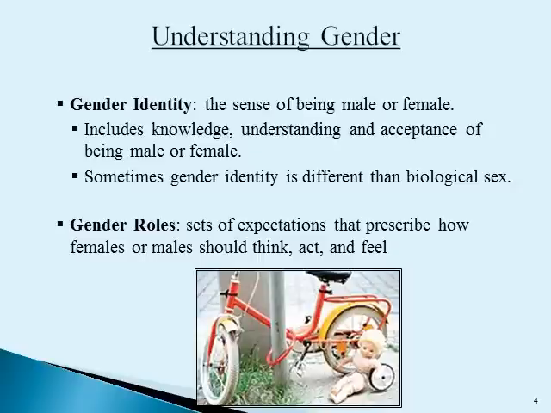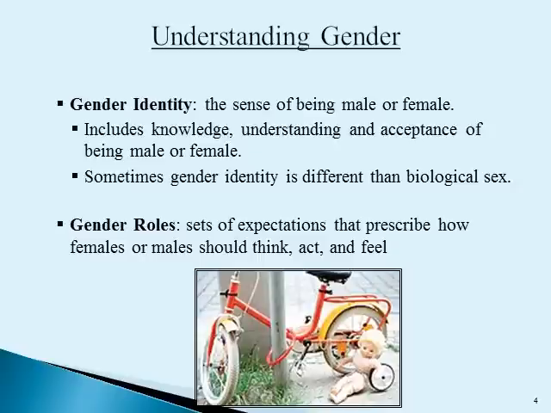One's gender can be the same or different than the sex assigned at birth. Individuals are conscious of this between the ages of 18 months and 3 years old. Most people develop a gender identity that matches their biological sex, but for some, their gender identity is different from their biological or assigned sex.